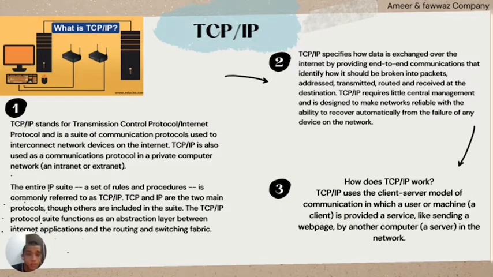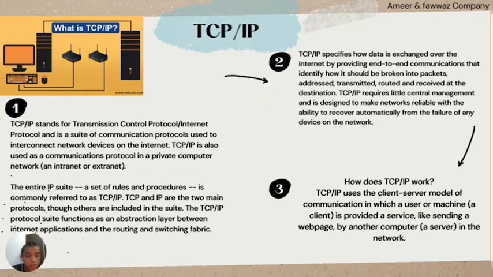The next is TCP/IP. What is TCP/IP? TCP/IP stands for Transmission Control Protocol/Internet Protocol, and it is a suite of communication protocols used to connect network devices on the Internet. It is also used as a communications protocol in a private computer network. The entire Internet Protocol suite, a set of rules and procedures, is commonly referred to as TCP/IP. TCP and IP are two main protocols. Two others are included in the suite.